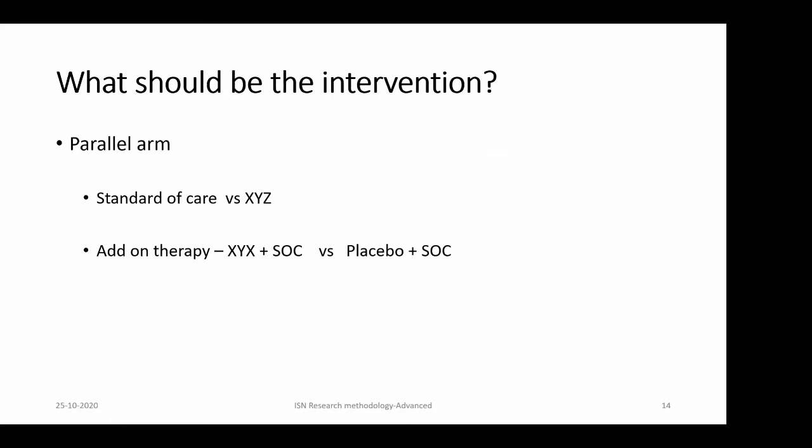Before that, we have to decide what we should give as an intervention, and what we should give as the control. One option is that one arm should receive standard of care. We know that in the current situation for proteinuric kidney disease, RAS inhibitors are the standard of care. So one arm will receive RAS inhibitors and the other arm will receive the new drug. That is one possible design. Another possible design is that one arm will receive RAS inhibitors plus XYZ as an add-on therapy, and the other arm will continue to receive RAS inhibitors with a placebo.